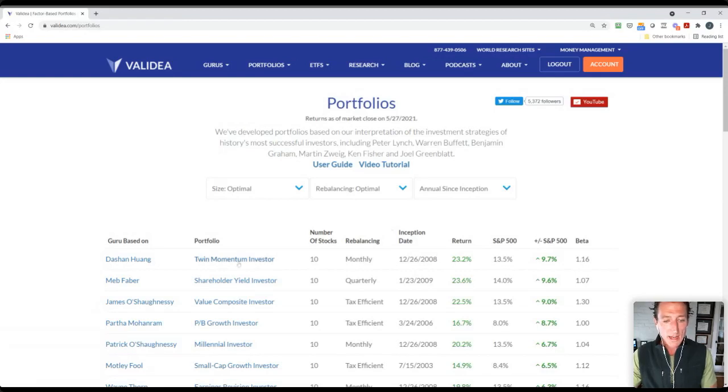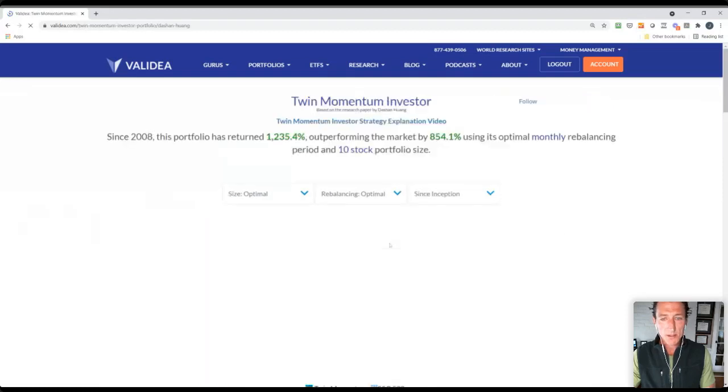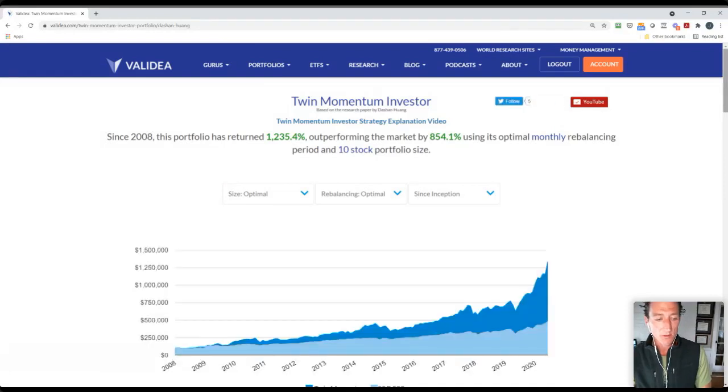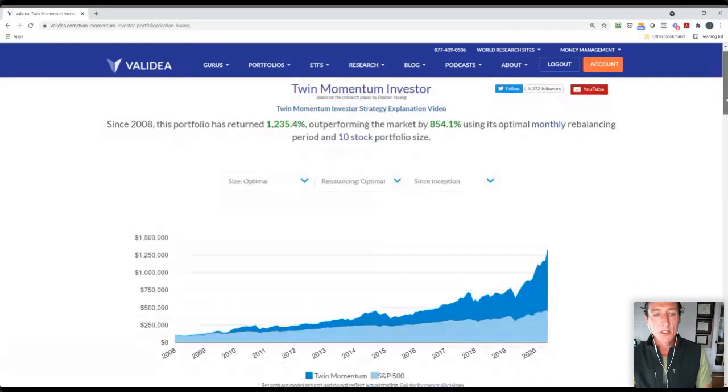So let's look at a couple of these strategies in a little bit more detail here. I clicked on the name Twin Momentum. When you come into each of these portfolio pages, now mind you, they're going to look very similar. So the look isn't going to be any different. Obviously, the information that you find in each page is going to be very different.